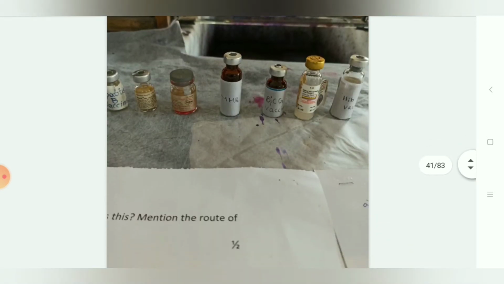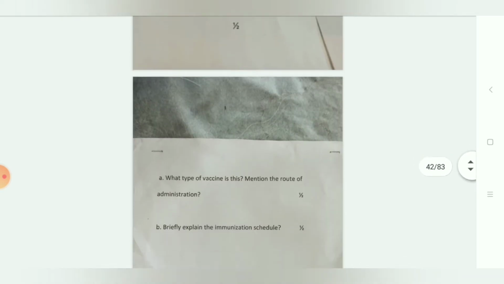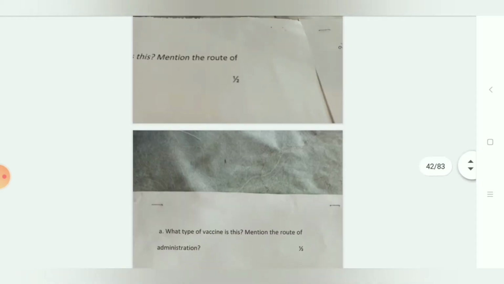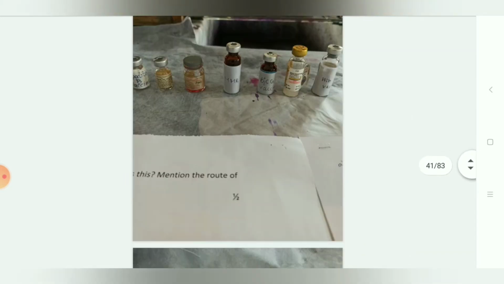So these are some vaccines. The things that we have to study are: what type of vaccine is this, mention the route of administration, and briefly explain the immunization schedule. For each of these vaccines we have to study.